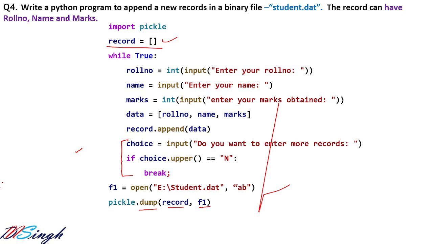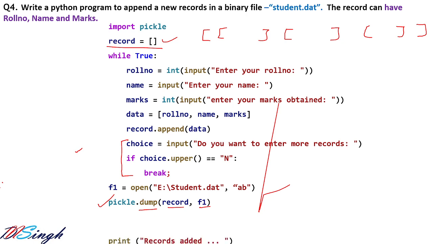If you want to add some more records, all the records are added inside this record list, and this list will look something like this. Here you have some more small lists inside it, and all those lists will have roll number, name and marks in them. After doing it, next is to dump that particular record. Fine, we have dumped it.